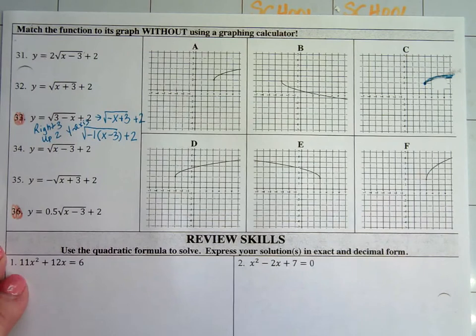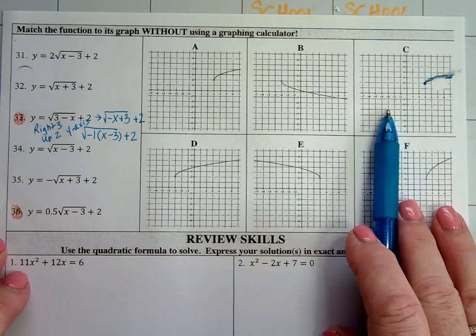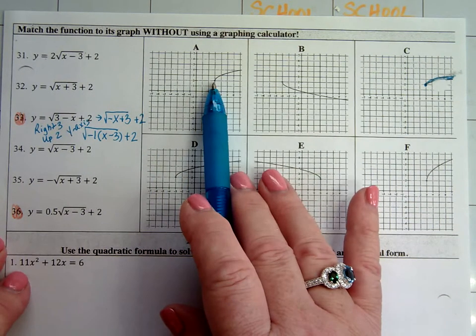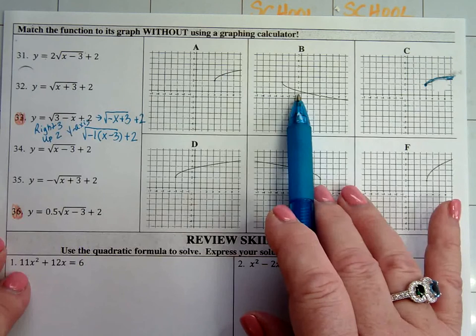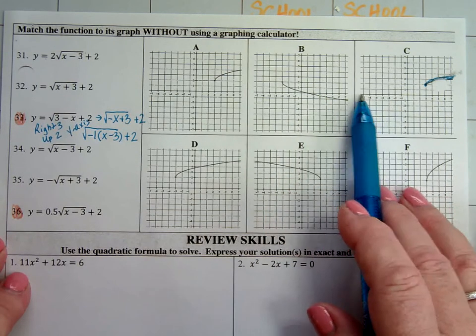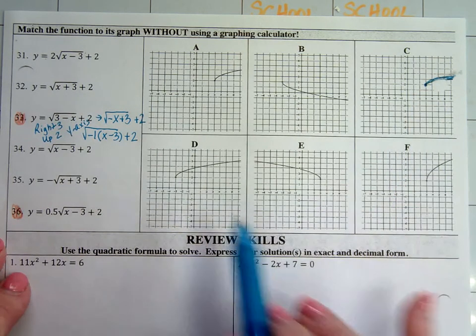So, checking out my graphs. Which one has a right 3 up 2? Oh, this guy. But is it reflected over the y-axis? And we say no. For part B, is it right 3 up 2? It is not. For part C, is it right 3 up 2? Yes. Is it reflected over the y-axis? And it is not.